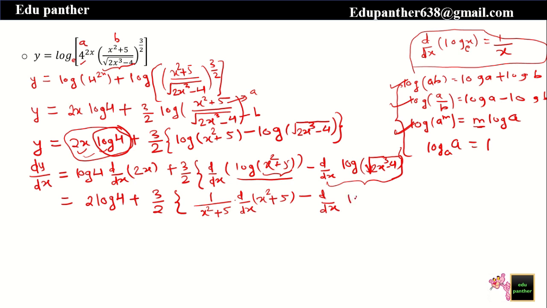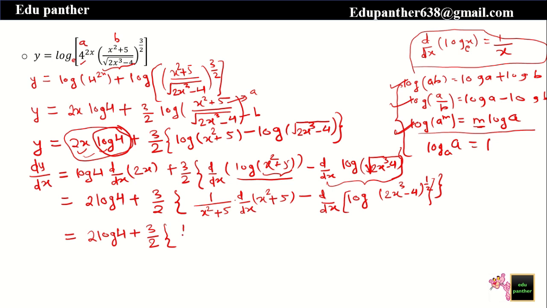Derivative of log of square root, so this square root means this can be written as (2x³ − 4) raised to 1/2. So this is the simplification. Now since it has a power, we can use the third property of log, which is log of a raised to m is m times log a.